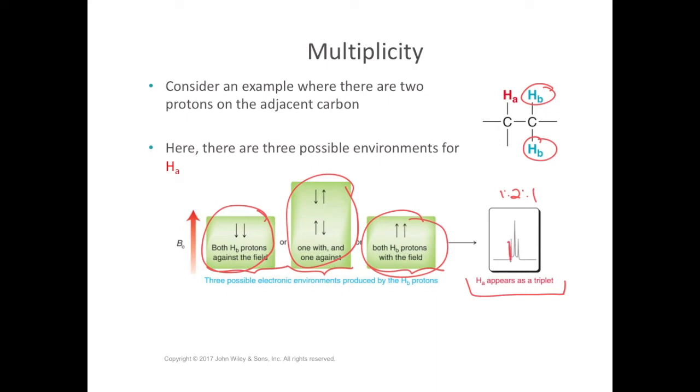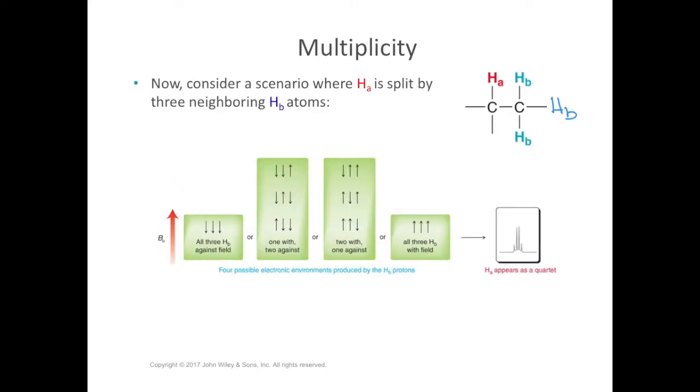This is 1/2 the height of this, and this is 1/2 the height of the middle as well. That's because the statistical distribution of these three scenarios is 1 to 2 to 1. Now consider a scenario where HA is split by three neighboring atoms.